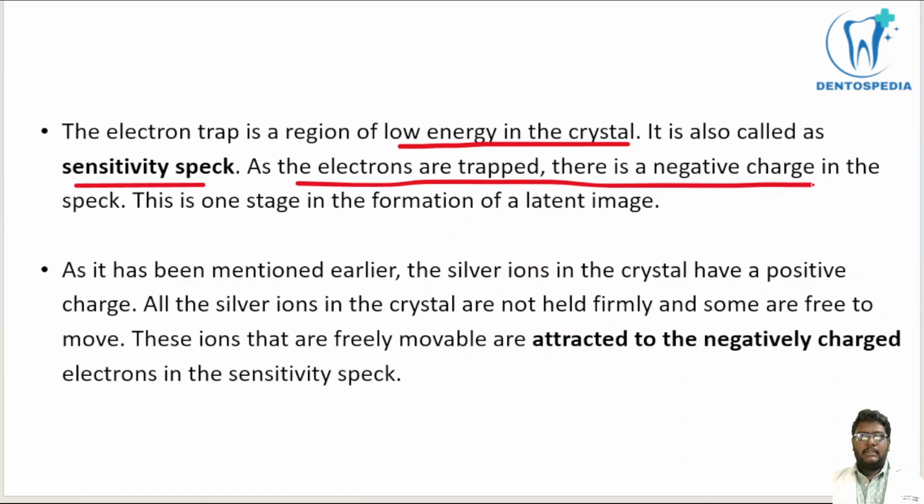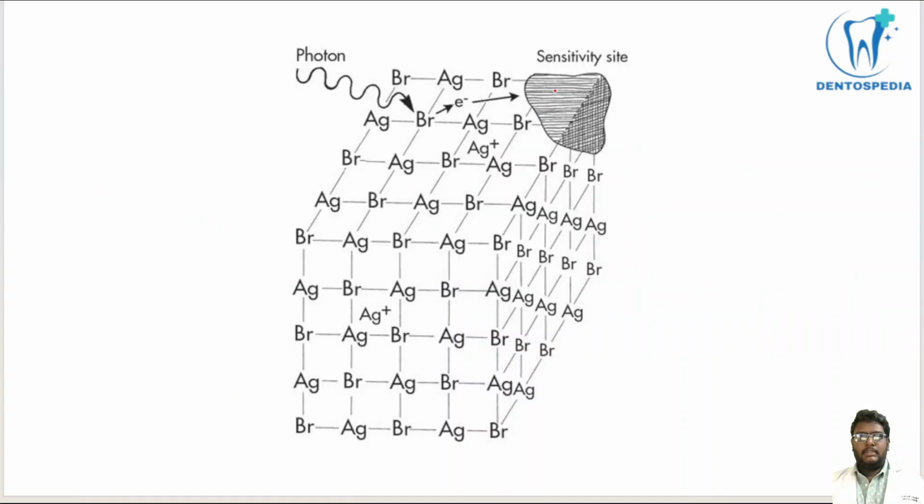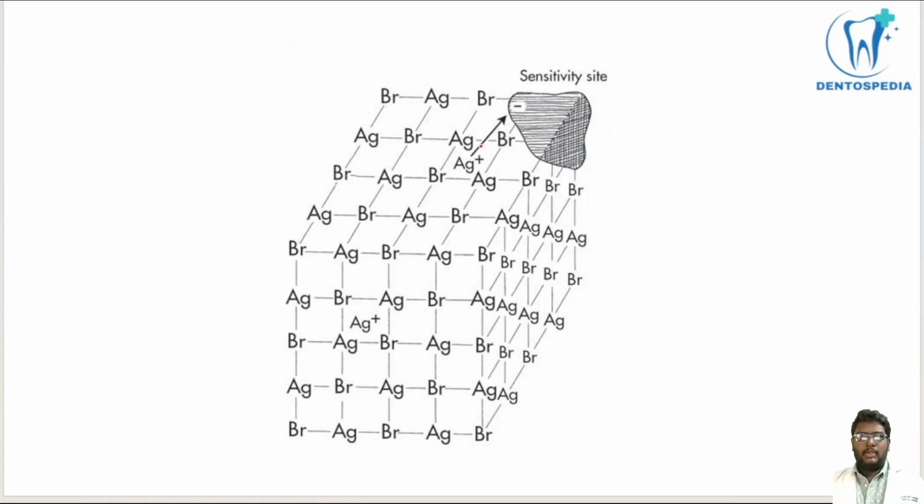As the electrons are trapped, there is a negative charge in the speck area, and this is stage 1 in the formation of the latent image. So when the X-rays are exposed, the electrons get trapped in certain areas called sensitivity speck areas. Silver ions are positive, right? They get attracted towards the negative electrons. These areas are negative in nature because all the electrons are pulled into this area, and the silver ions, being positive, go directly towards the negative electrons.